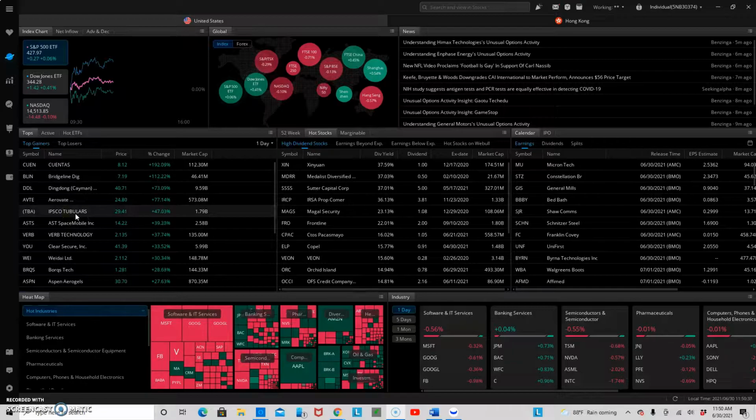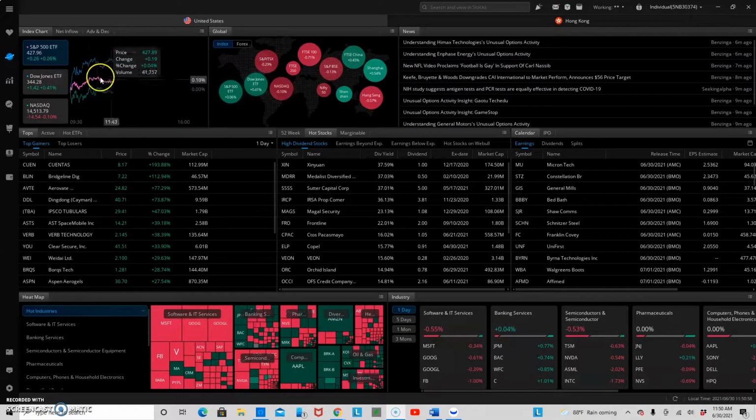Today is June 30th, 2021, and you could see here the S&P 500 is pretty flat on the day. It's up 0.06%. The Dow Jones is up 0.41%, and the NASDAQ is lagging on the day. It is down 0.10%. Okay, so pretty much a flat day in the market. The Dow is up a little bit, but everything else is pretty much flat here.